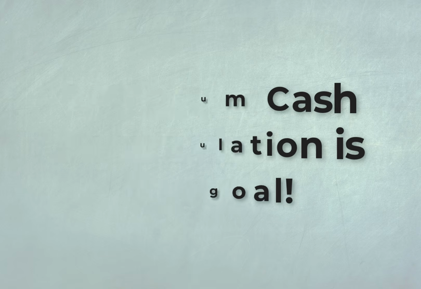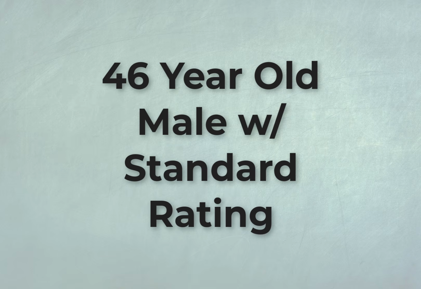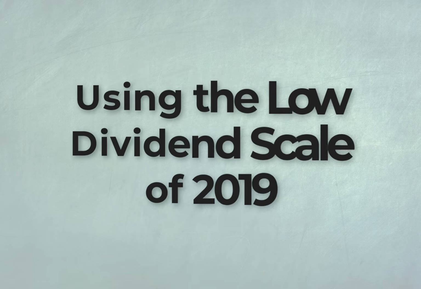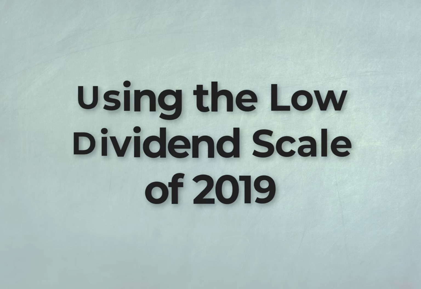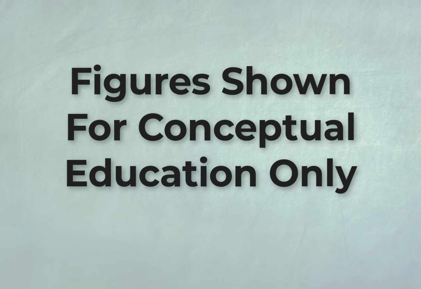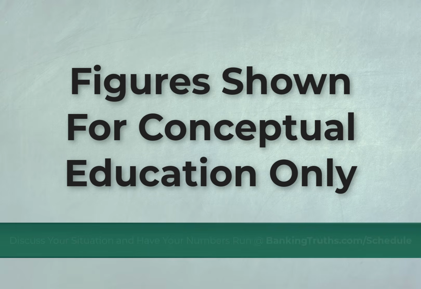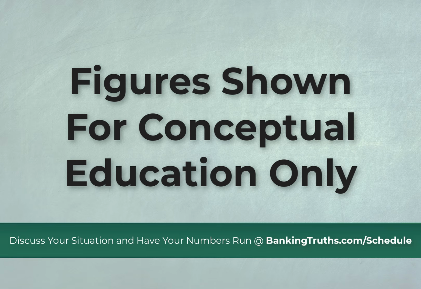We'll be using policy specs for a 46-year-old male with only a standard rating. That's two down from preferred best. And this policy is from the low dividend rate environment of 2019. So the numbers you're about to see are for conceptual learning only, and your particular policy specs and the general performance of whole life may be substantially different depending on when exactly you're watching this video.